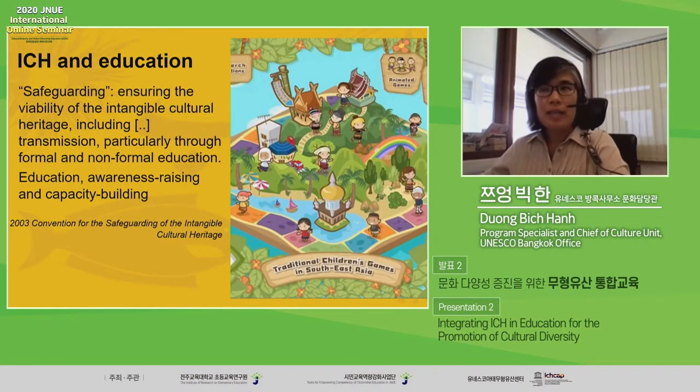ICH and education have a strong relevance, a strong linkage, as also defined by the 2003 Convention. One of the biggest objectives of the Convention is to safeguard the intangible cultural heritage, to ensure the viability of the ICH in the world. And how do we do that? We do it through transmission, among other things. Transmission, particularly through formal and non-formal education. So the relationship between ICH and education has been very well acknowledged since the very beginning of the Convention.